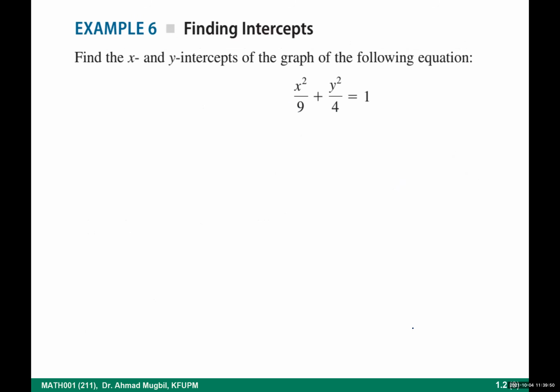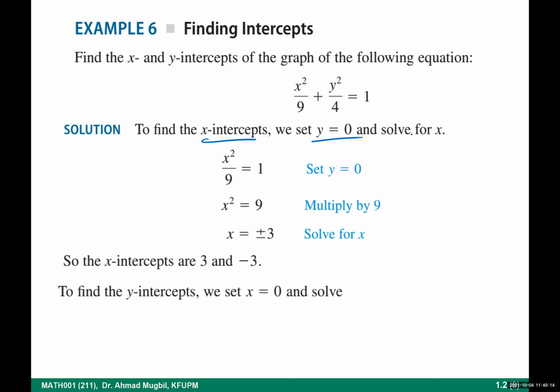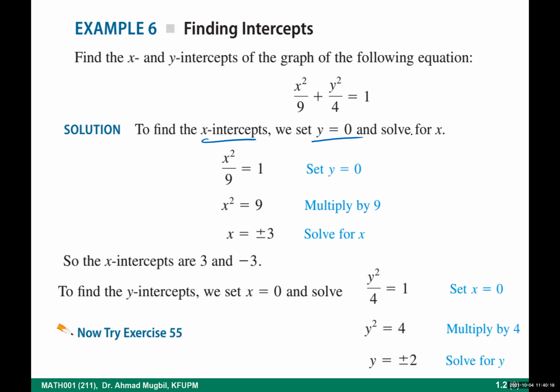How to find the x-intercept and the y-intercept of this equation? By the way, this is the equation of an ellipse. You will study this in MATH002. Set x equal to 0 and you will find the y-intercepts. Set y equal to 0 and you will find the x-intercepts. So to find the x-intercepts, set y equal to 0. Here x squared equals 9, so x equals positive or negative 3. To find the y-intercepts, put x equal to 0, and y will be positive or negative 2.